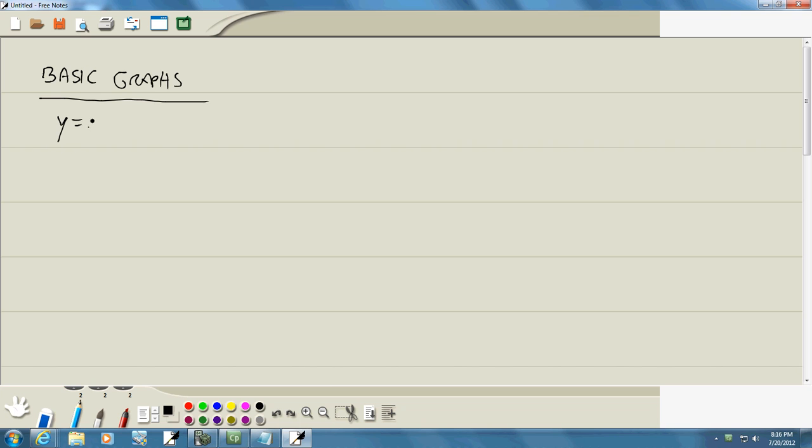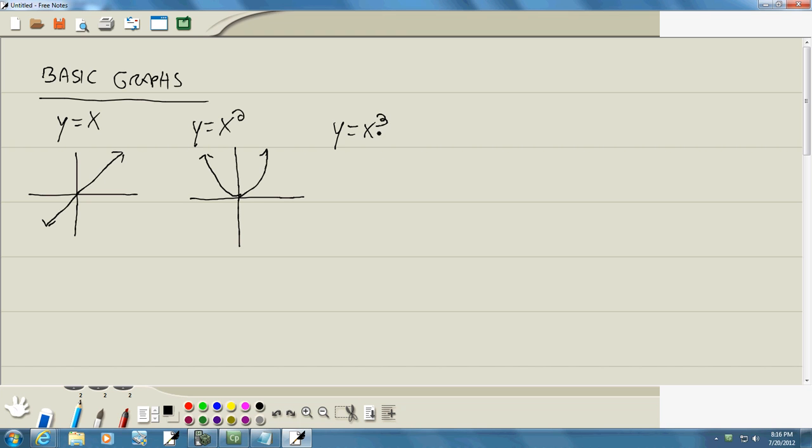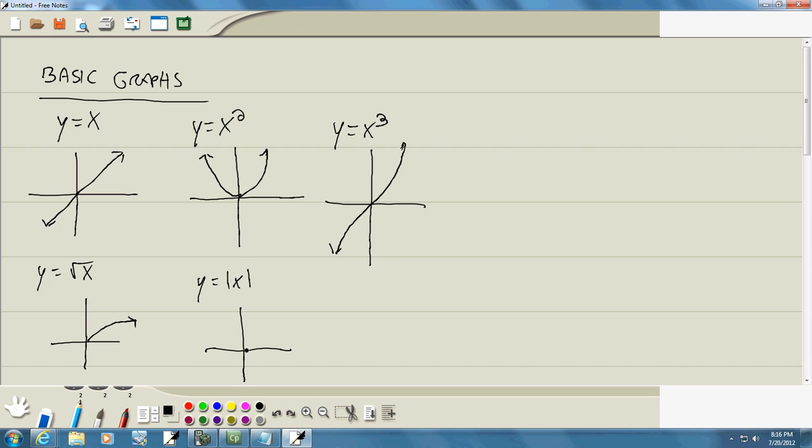We have y is equal to x, which basically looks like that. We have y is equal to x squared, which, well, probably not out that far, but that's good enough. We have y is equal to x to the third, which looks like that. We have y is equal to square root of x, which looks like that. And y is equal to absolute value of x, which is our V-shaped graph.